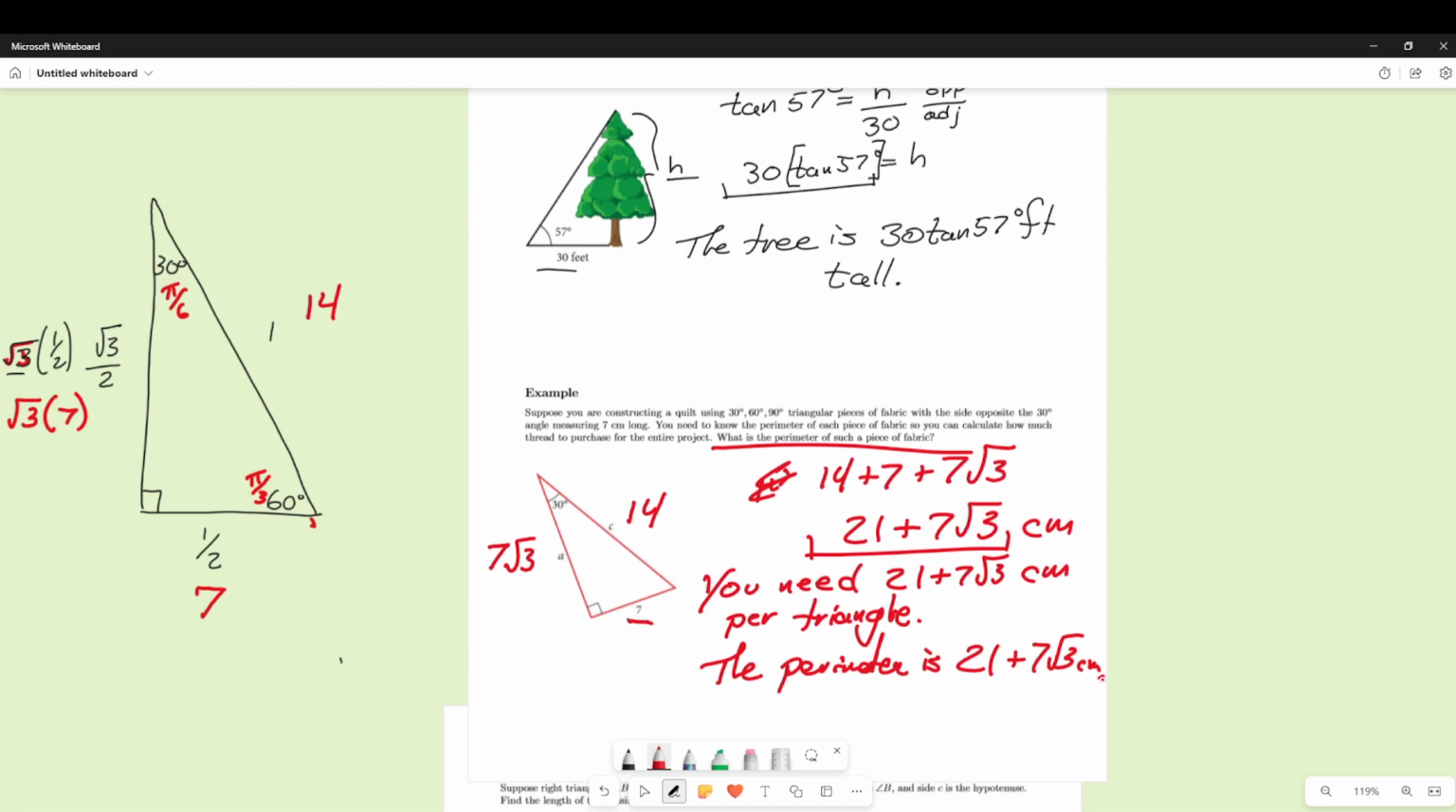And if you knew you needed 128 of these triangles to make your quilt, multiply that by 128, then approximate, and you'll get a more accurate answer. Why do you need to be that accurate about thread? I don't know. If you're manufacturing these things on an industrial scale, it could make a big difference, depending on what you're doing and why you're doing it. Okay, have fun with those.